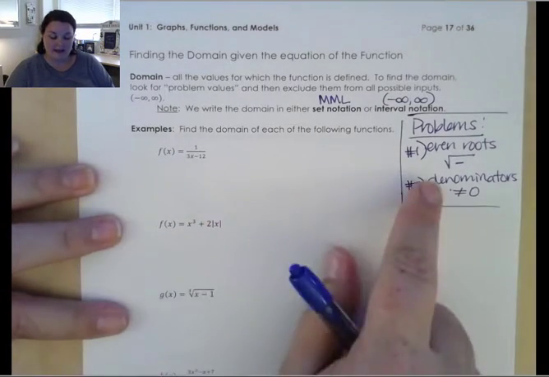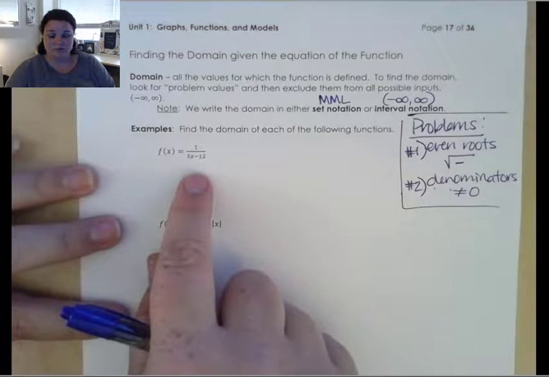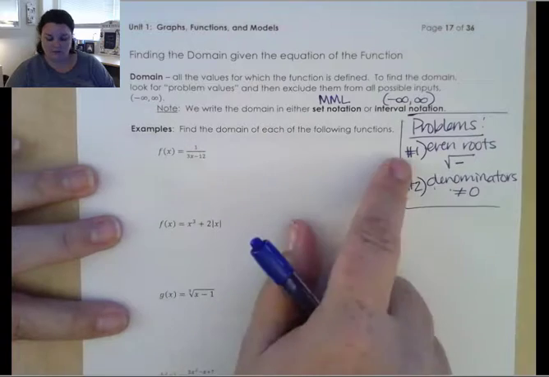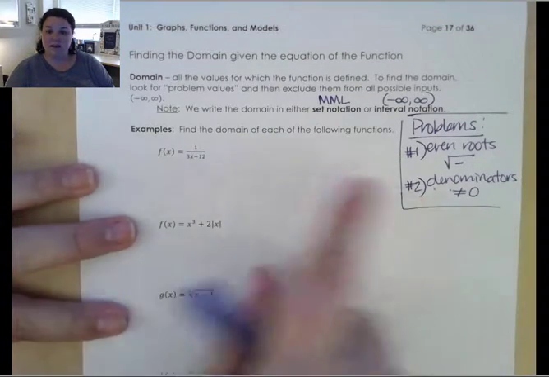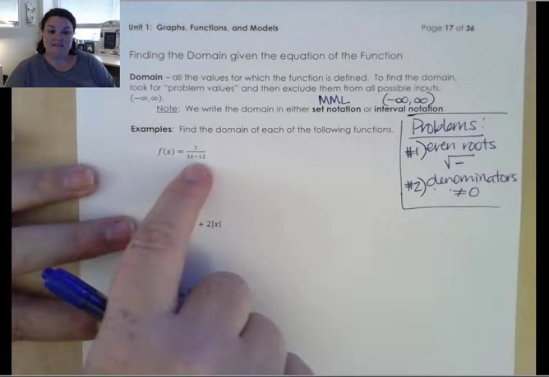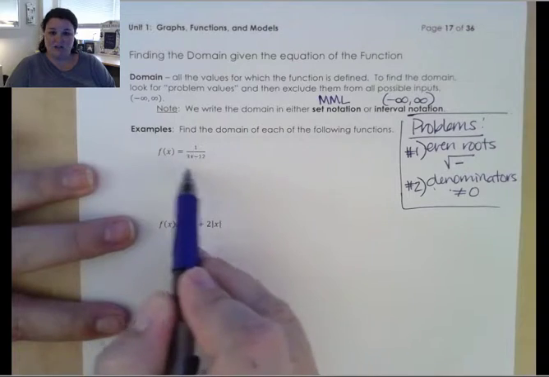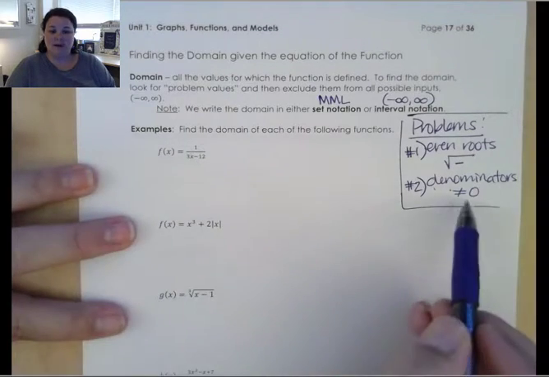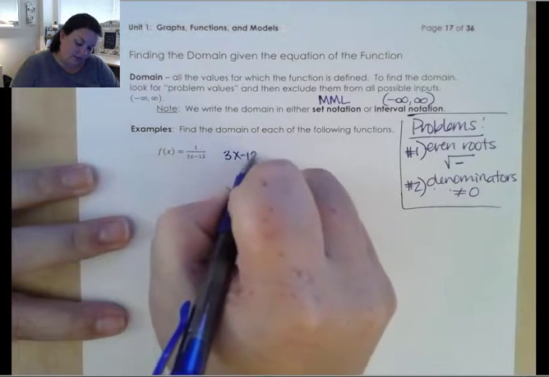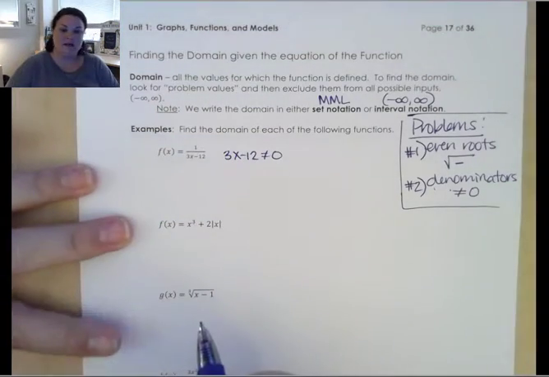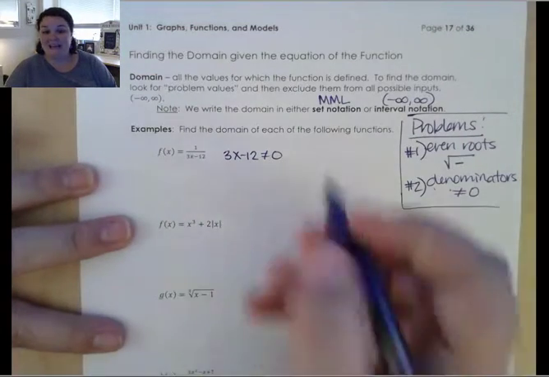First one, do I have an even root, like a square root or a fourth root or an eighth root? No, right? Okay, so I don't have the number one problem. Number two problem, do I have a denominator? And here I do. Since my denominator contains a variable, I know that the denominator's value could change. So I want to make sure that this denominator never equals 0. So I know that 3x minus 12 cannot equal 0. So I'm just going to go ahead and solve it so that I know what x can't be.